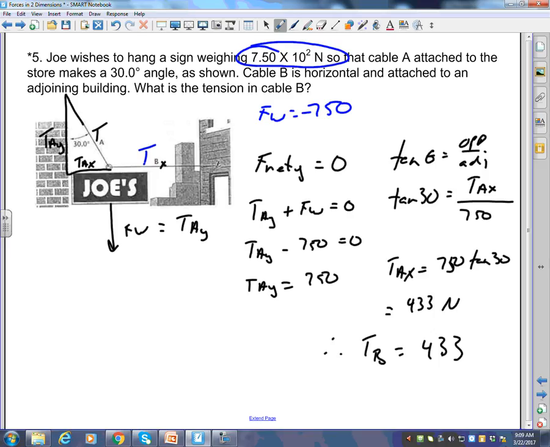That makes sense? The mathematics isn't hard, it's just sort of a new situation that you haven't seen before, right? Okay, there's one more that I want to do.